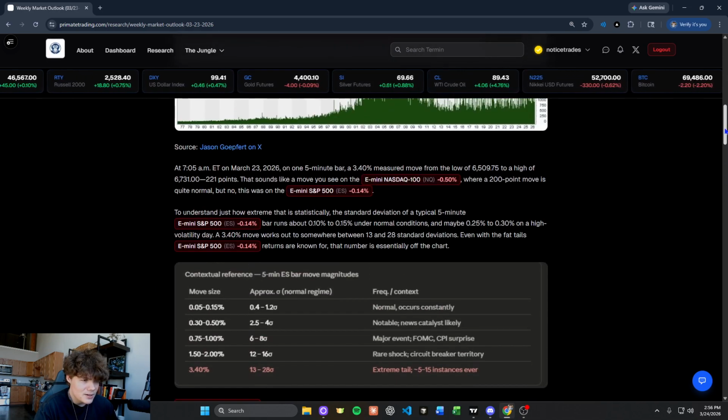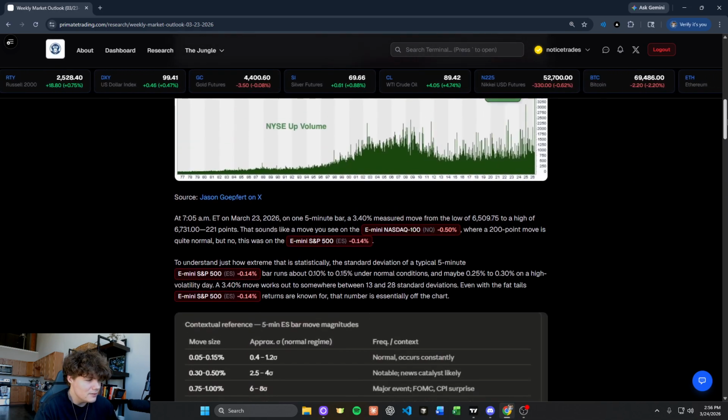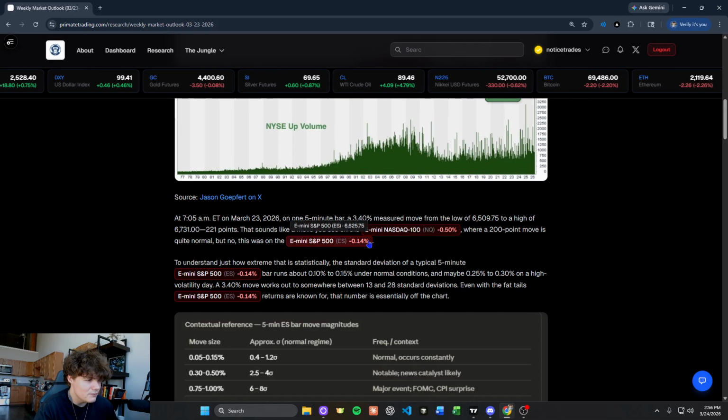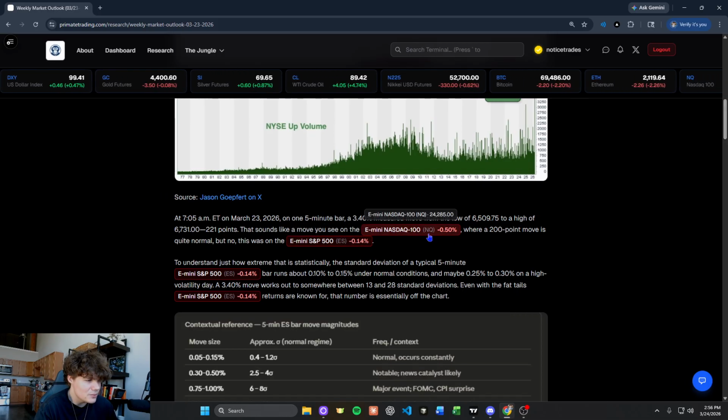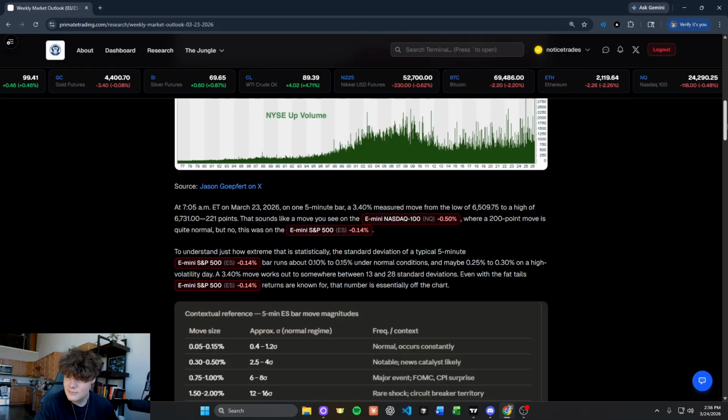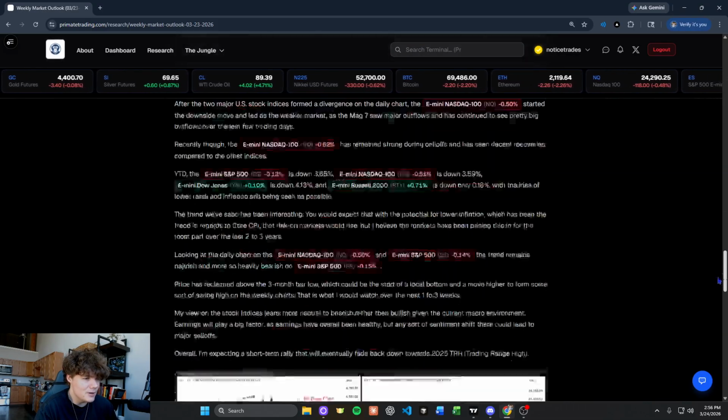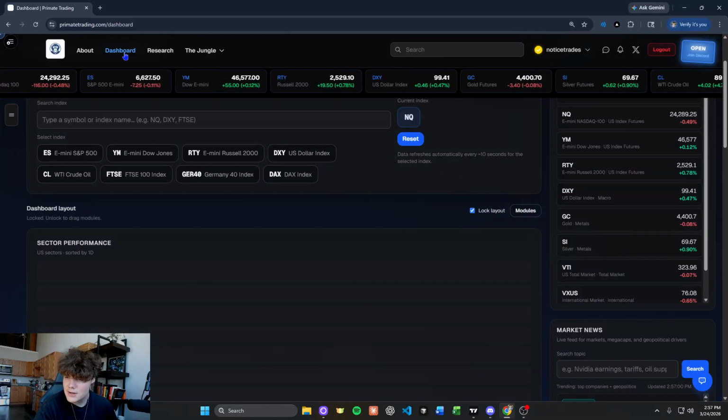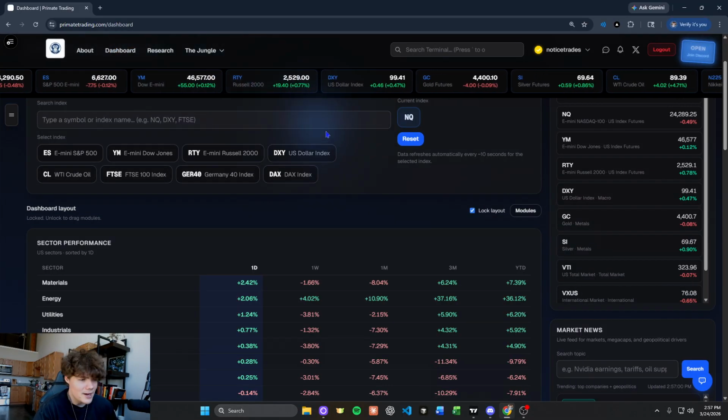Okay, I thought there was something I needed to fix here as well. Actually no, it does show it. Yeah, when you hover, it shows the price. Okay, good. So this is the market outlook I put here, but that's not what we're going to go over. I want to go over the dashboard.